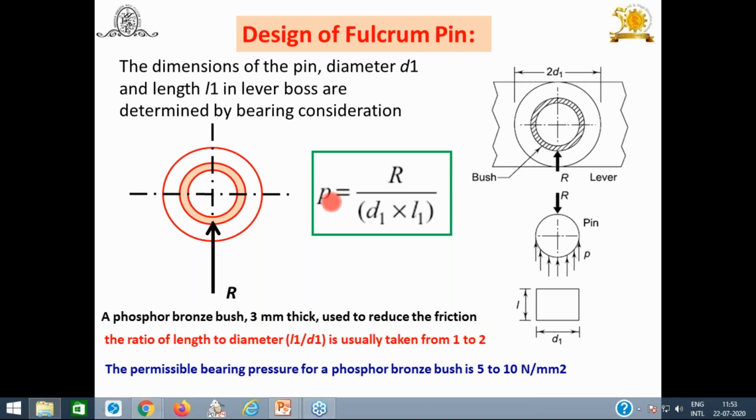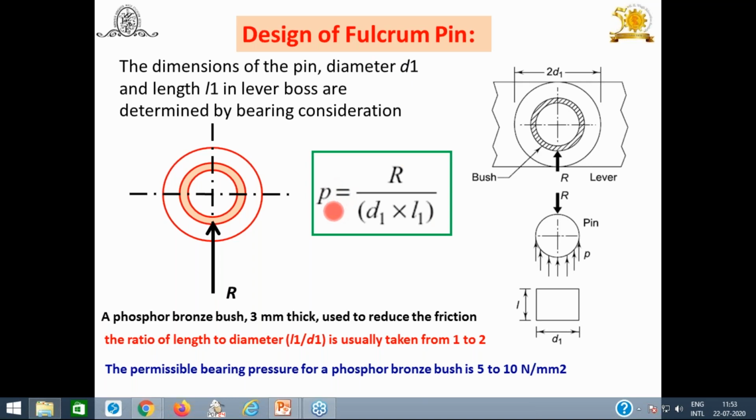The bearing pressure is equal to R upon the projected area, where R is the reaction on the pin, that is the force. The projected area means D1, the diameter of the pin, into L1, the length of the pin. Try to understand. Look at the arrows here: this is the diameter D1, and along the length, L1. The projected area we are going to consider is D1 into L1.